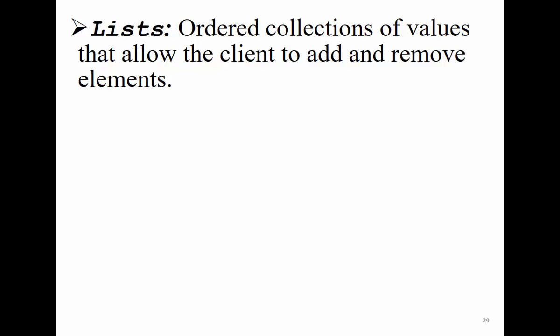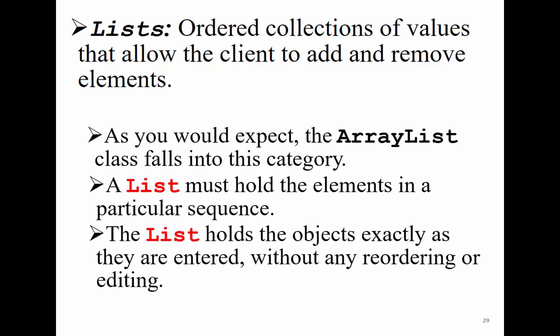Normally, whenever we decide to use a list, like an ArrayList or a linked list, we are ordering a collection of values and allowing the client to add and remove any element inside the list. One famous example, as I mentioned, is ArrayList. A list must hold the elements in a particular sequence. That is an attribute to consider whenever you decide to use a list or another object. So if you are looking to hold the elements in some particular sequence, then it's good to use the list.